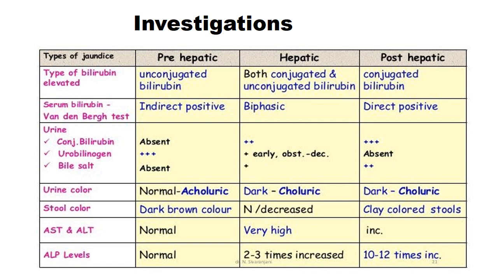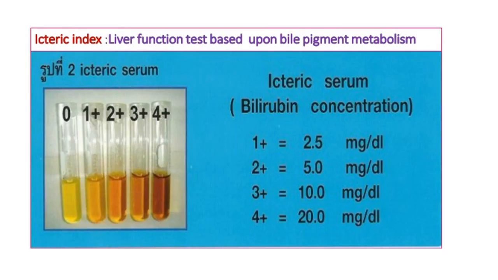Then there are tests like AST, ALT, or ALP. These are certain enzymes which we see when there is damage to the liver cells, when hepatocytes are damaged. This is something we call the icteric index. Just a mention of it: according to the color of the urine, you can check how much the bilirubin concentration is. So this is called the icteric index.